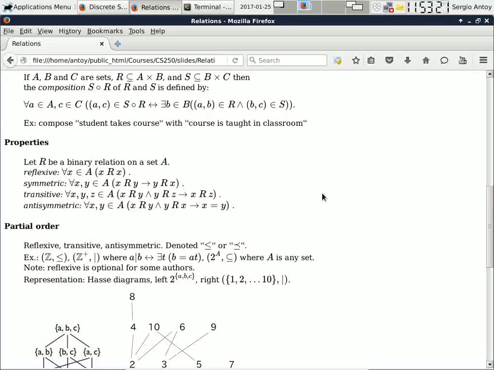Right? If we look at that, the formula says, for all x, y, and z, if x is less than y, and y is less than z, then x is less than z. We know that this is true, right? Yes. So I'm not going to prove it, but we know that this is true. And so this is transitive. All right?